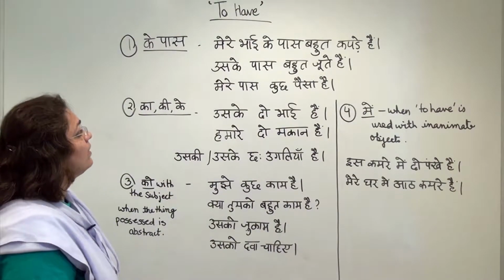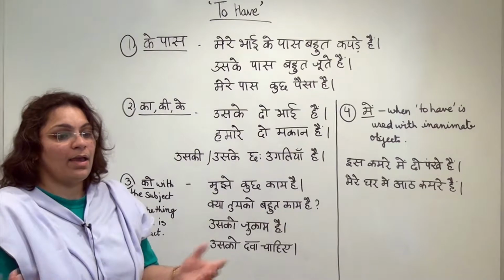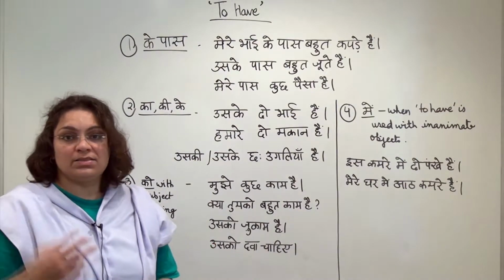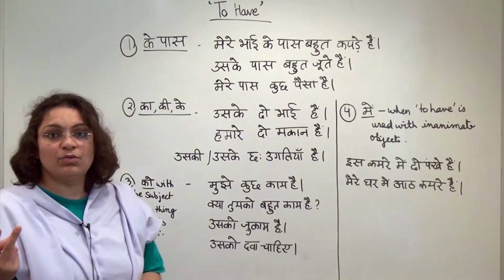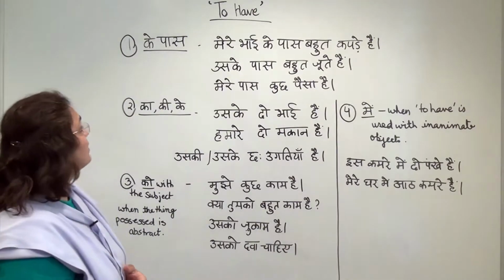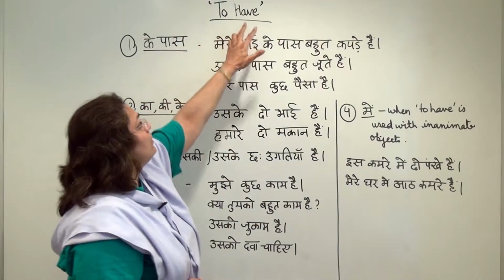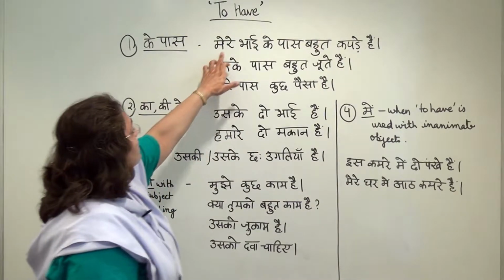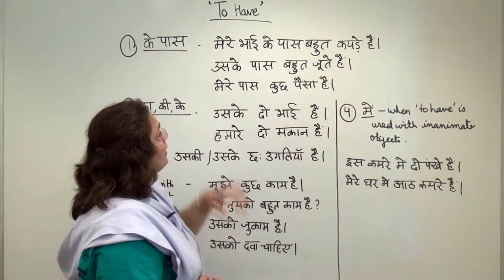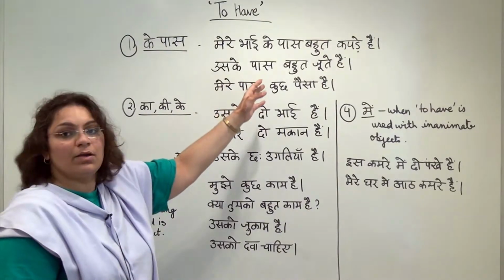For example, you say, I have 2 pens, right? So मेरे पास 2 कलम हैं, right? This kind of thing is ke paas. So you use ke paas to indicate the to have thing. So मेरे भाई के पास बहुत कपड़े हैं. My brother has many clothes.